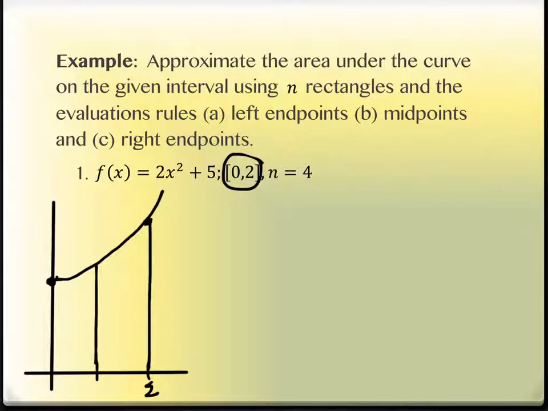Alrighty then, so I need to find 4 rectangles. I've already drawn in 2. I need to draw in 2 more. So I'm going to split these intervals in half. And what will the x values be when I split them?